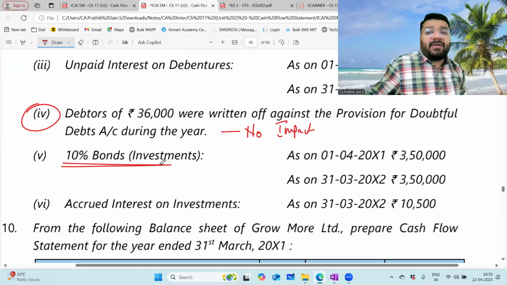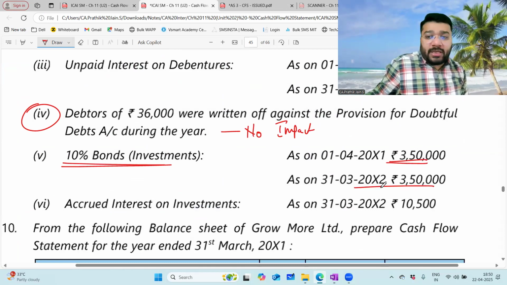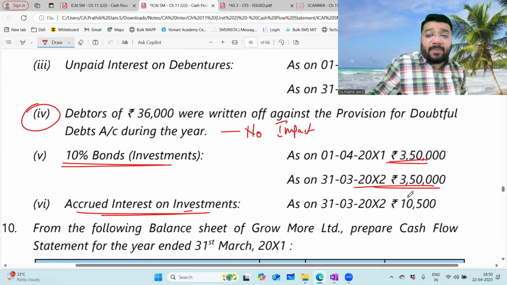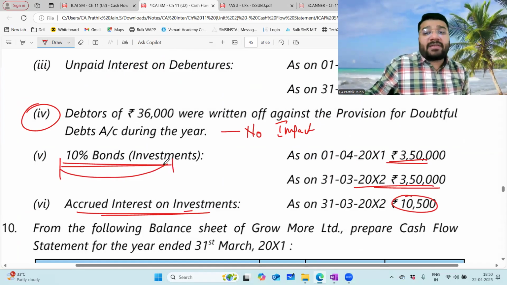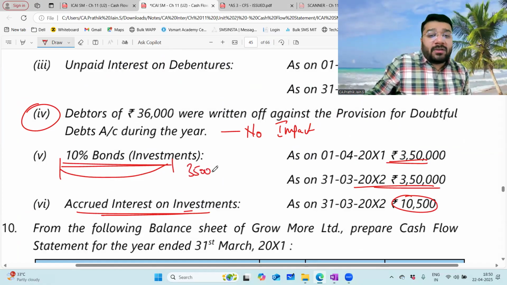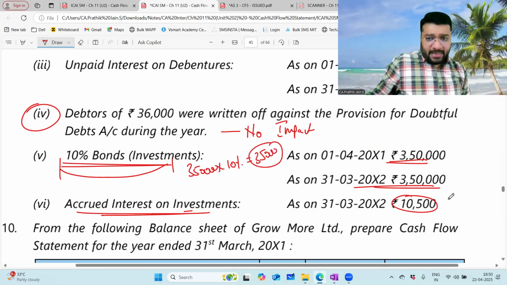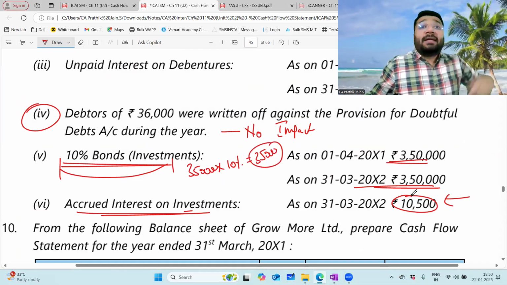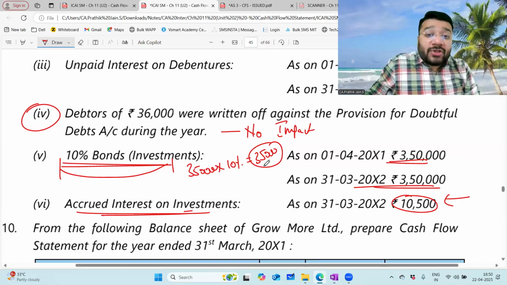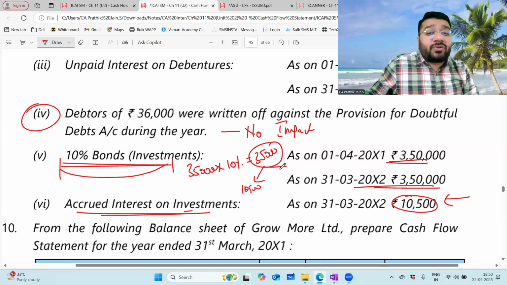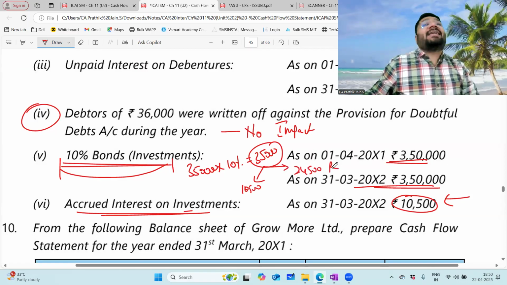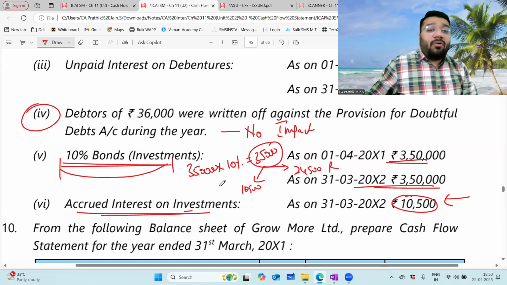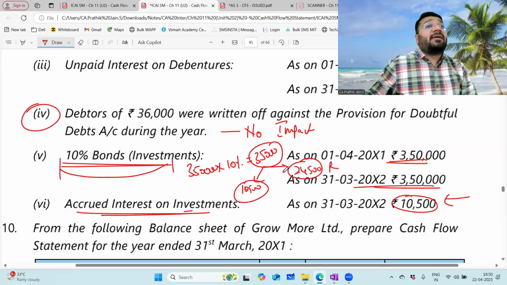Then 10% bond investment. Opening balance 350, closing balance 350. Accrued interest on investment is 10,500. For the entire year the amount invested is 350. On 3,50,000, what is the interest at 10%? It should be 35,000. They're telling us that 10,500 is accrued interest, meaning income earned but not received. So out of 35,000, 10,500 is not received. The balance amount, 24,500, is received. Both put together, 35,000 rupees, is income.